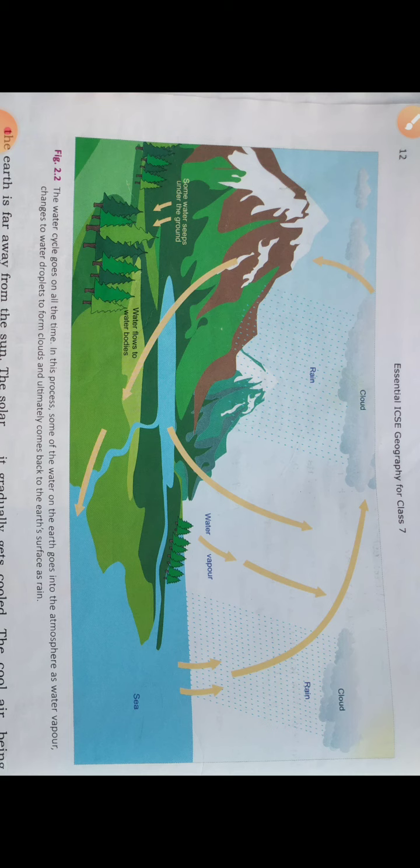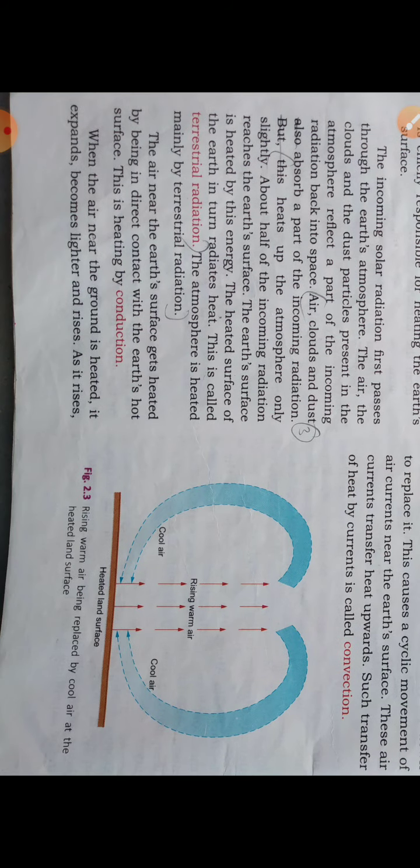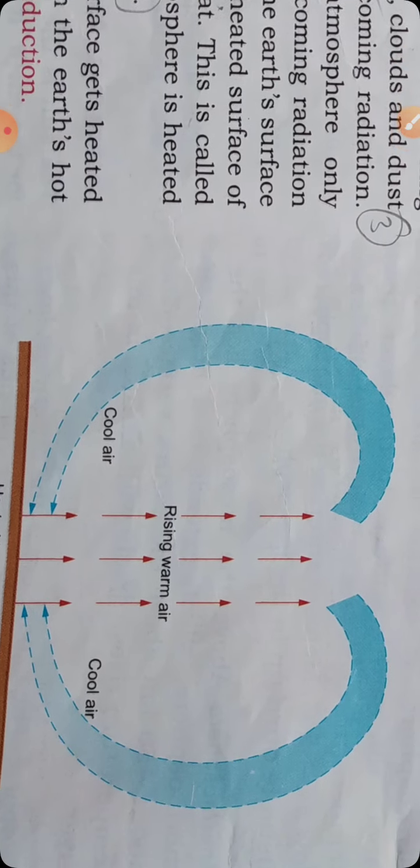Okay, the water cycle goes on all the time, and some of the water on the earth goes into the atmosphere as water vapor, and changes into water droplets to form clouds. Ultimately, it comes back to the earth's surface as rain. In fifth class, sixth class, you have studied the water cycle, and again you should understand how the water balance takes place on earth. Now let us see this diagram, which is also a very important diagram here on this page.